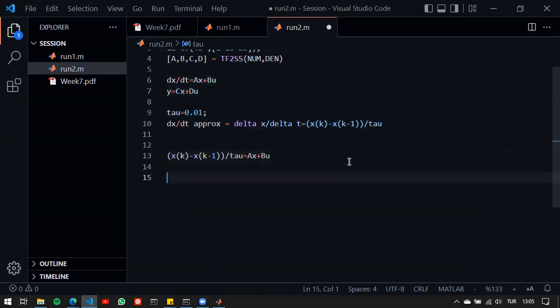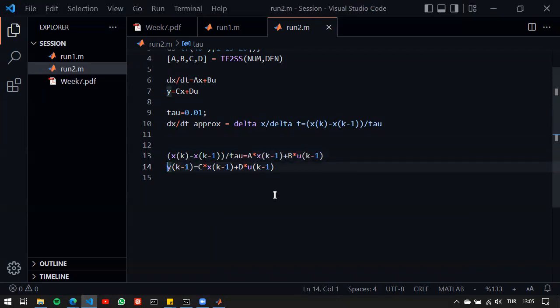Now, if we have this, I'll just define it like this. And since, for example, y equals cx plus du is just a static relation, what I can do is I can just evaluate this at a certain time instance. Let's call it k minus 1. So this will be c times x k minus 1. This will be d times u at k minus 1. This will give me y at k minus 1 because this is a static relation. Now, I'm also going to plug these in here. And there we go. We have basically our difference equation set here.